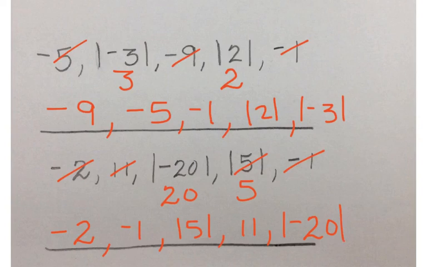Okay? So take it step by step, carefully look through the numbers, find the absolute value first, and then order them from least to greatest. Pay attention to make sure you're following directions. They may trick you sometimes, or not trick you, but they may ask you about greatest to least.